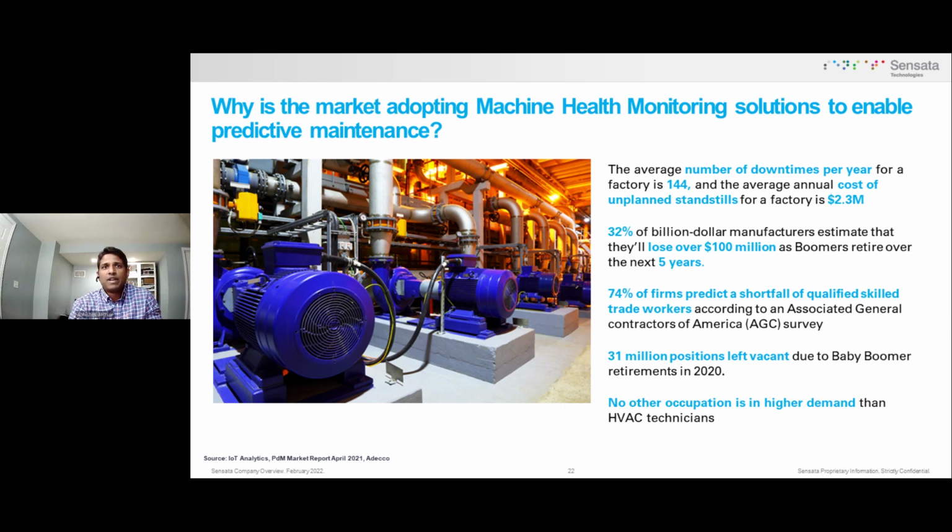32% of the billion-dollar manufacturers estimate that they will lose over 100 million as baby boomers retire in the next 5 years. 74% of the firms predict a shortfall of qualified skilled trade workers, according to the AGC survey. 31 million positions will be vacant due to baby boomers retiring again in 2020. And there's no other occupation in higher demand than HVAC technicians. And that's why the market is turning towards using predictive maintenance technologies.